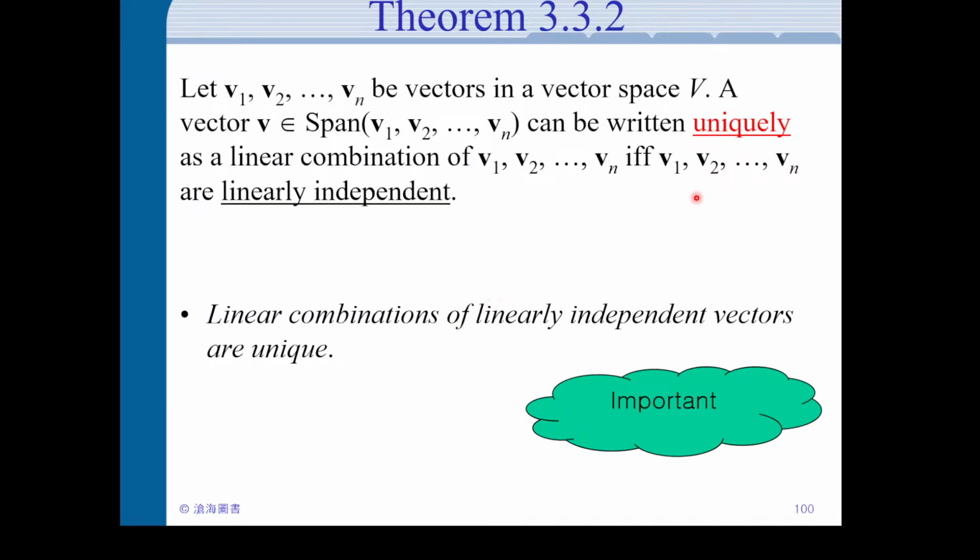If and only if our vectors are linearly independent. So if we are linearly independent, then anything inside this span can always be written as a linear combination of those vectors, because that's the definition of span. But this linear combination will be unique if, and only if, our vectors are linearly independent. And this will be a foundation of our next section on basis also. Okay, so this is very important.